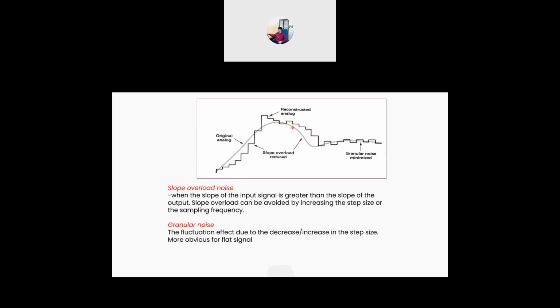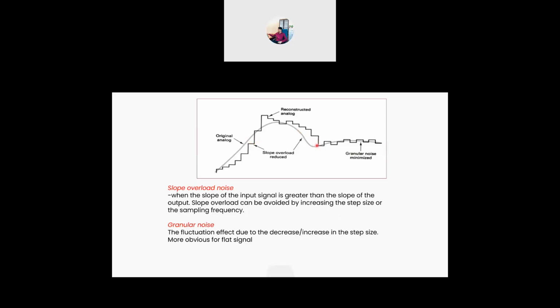Okay, so you can see that the difference is reduced rather than if we use a constant step size, uniform step size, then we will have a bigger slope overload noise. So this one is basically reduced. We want to make it closer to the original signals. Okay, so that's why we use a varying step size.